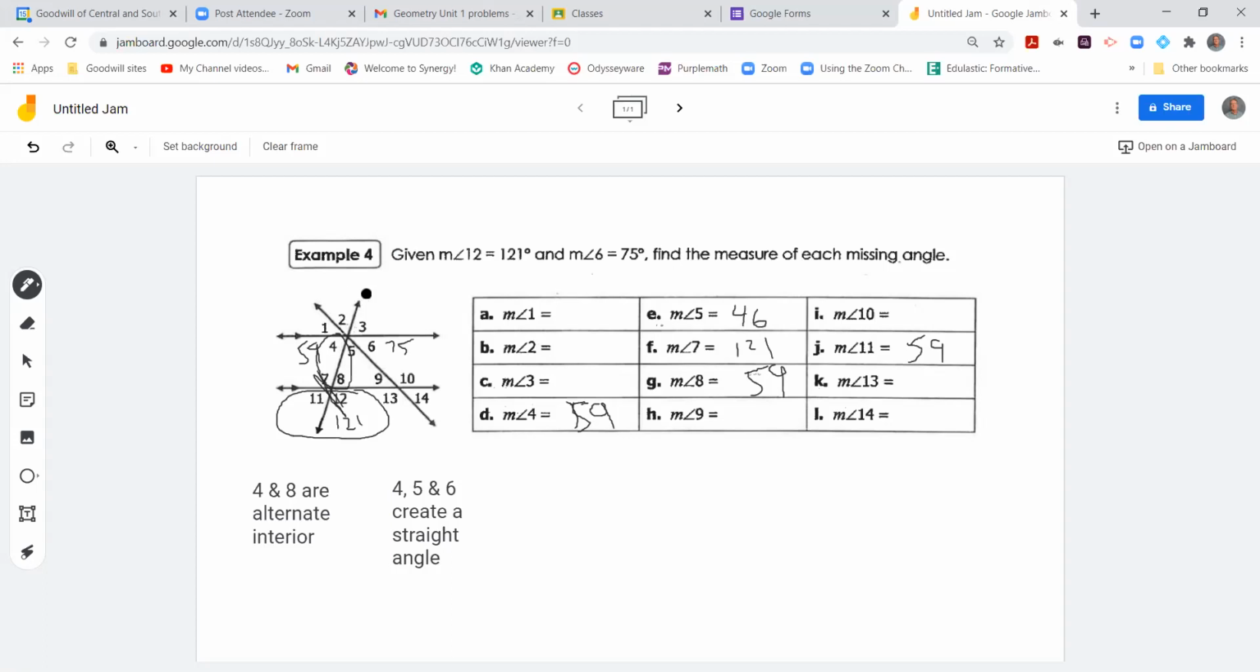So how much is angle 2? 46. Another vertical angle pair. So this is 46. Okay, what's angle 1? 75. Very good. We're almost there. 3 and 4, another vertical angle pair. 3's got to be 59 also.